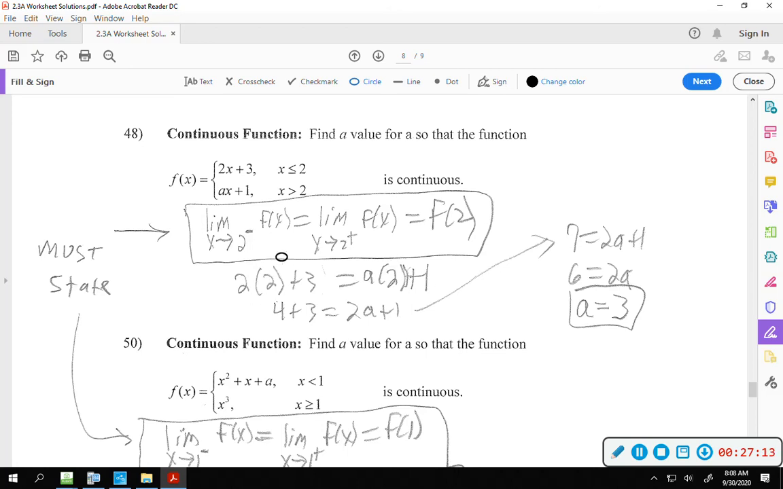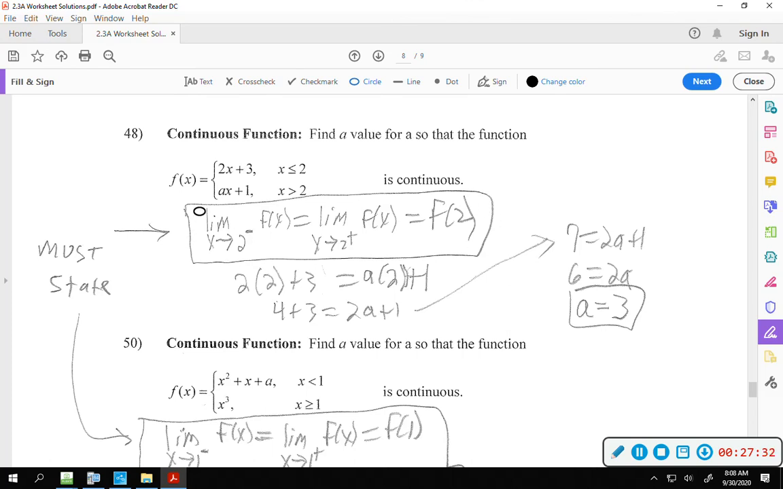This is the breaking point. When it stops being this line and it becomes this line, I want to make sure that when this line stops, this line takes off right from where this line stops. What will be critical when these appear on the free response is you have to state your justification.